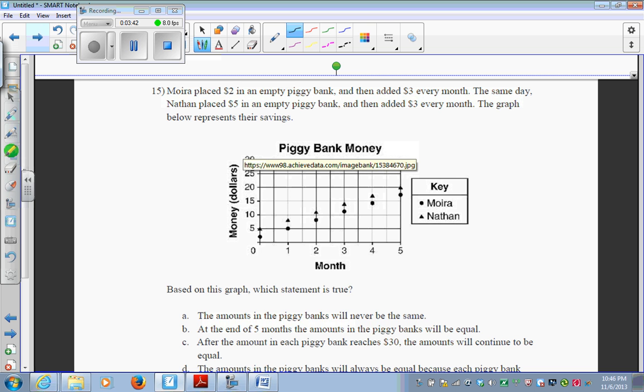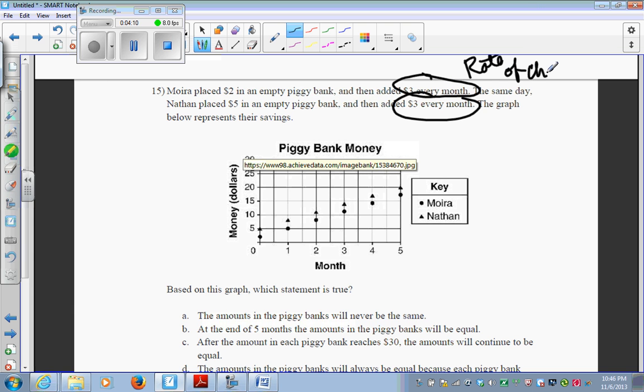Last but not least, Moira placed $2 in an empty piggy bank and then added $3 every month. The same day, Nathan placed $5 in an empty piggy bank and then added $3 every month. The graph shows their savings. Which statement is true? The amounts in the piggy bank will never be the same. Let's see. So their rate of change is the same every single month because they're both putting in $3. So it's always going to change at the same rate. But Moira only started with $2, while Nathan started with more.